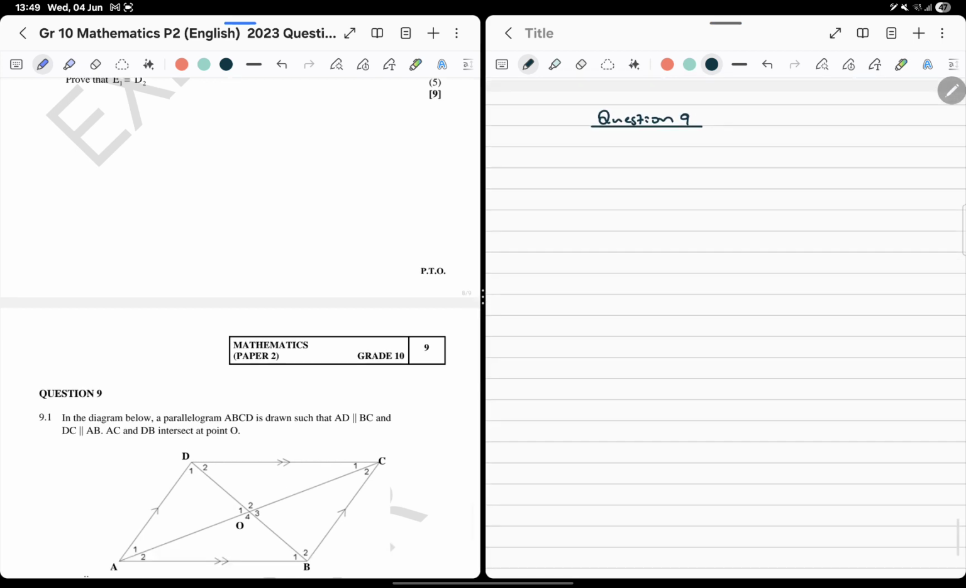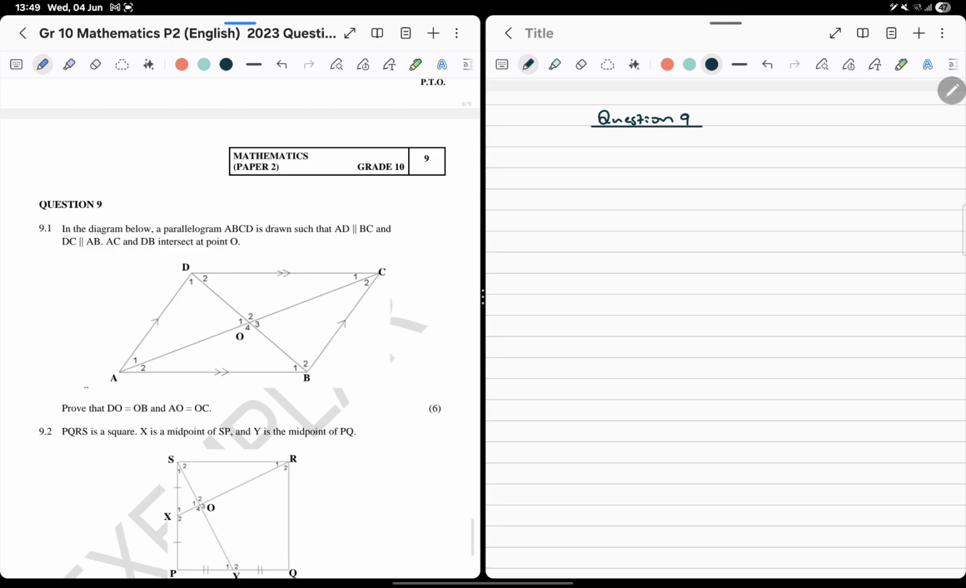Now let's get to 9. We are told in 9.1 that in the diagram below, a parallelogram ABCD is drawn such that AD is parallel to BC and DC is parallel to AB, and AC and DB intersect at point O. These are the diagonals. But now we are to prove that the opposite sides of a parallelogram are equal. So as much as we know what a parallelogram is, now this is the proof. Meaning as grade 10s, you need to prove this.